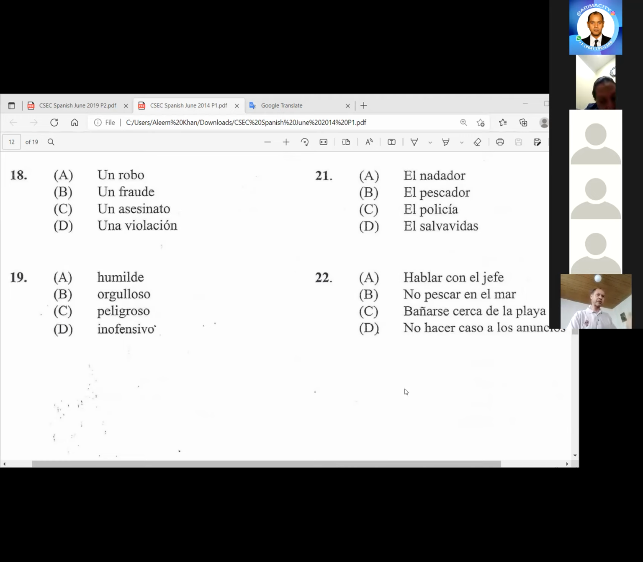Close. It's a murder. A murder, yeah. Is it a murder or a murderer? A murder. It's the crime, not the person. Oh, it's the crime they commit. Yeah, asesinato. So it's the act. The crime committed, all right. A murder, or you could say an assassination.